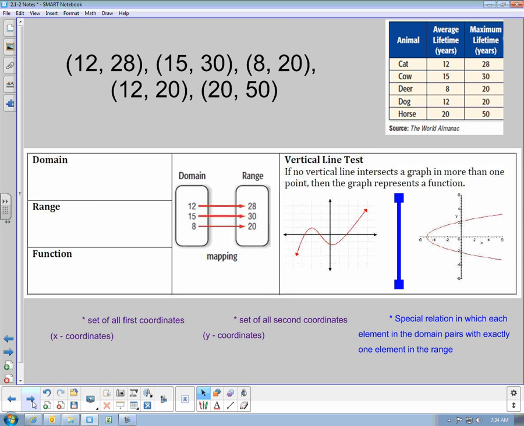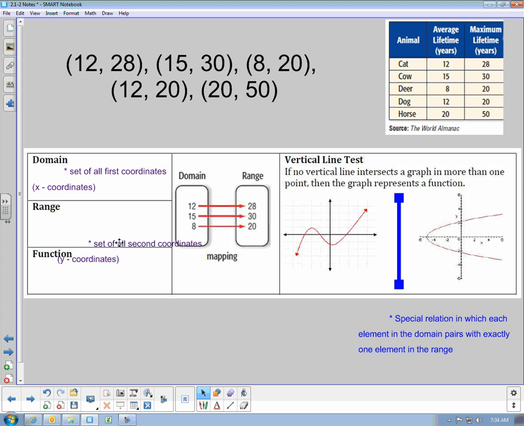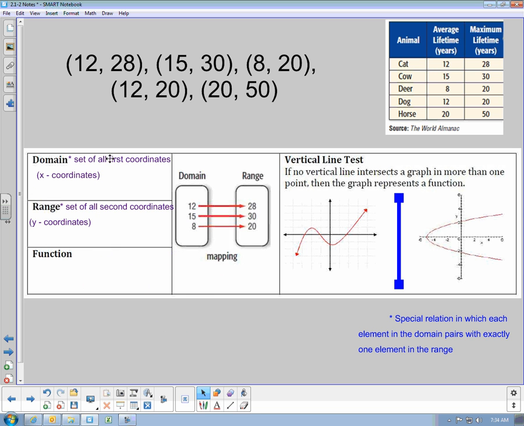So if I just look at some definitions here, the first definition we want to talk about is domain. The domain is the set of all the first coordinates of the data, or in other words, the x coordinate. It's all the x values. So domain is the set of all first coordinates in the ordered pairs. The range is the set of all the second coordinates, or the y coordinates in the ordered pair.